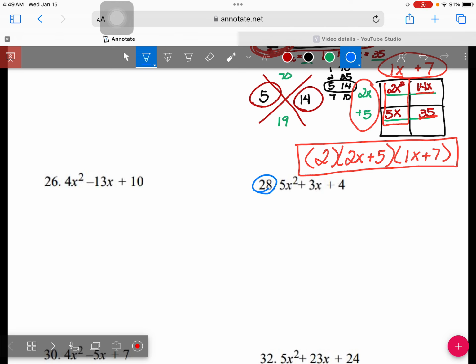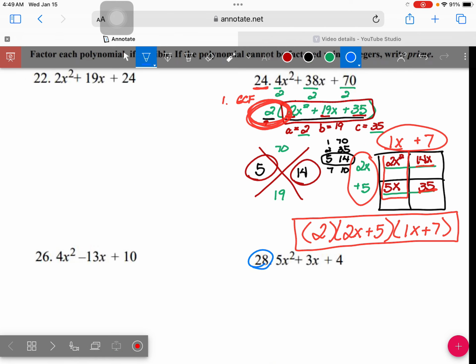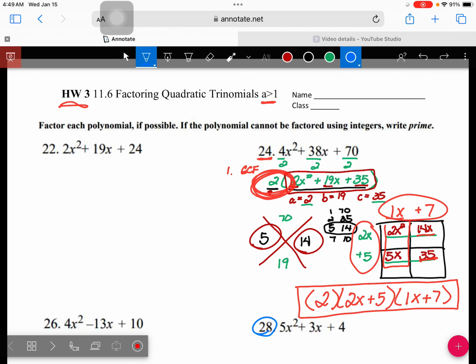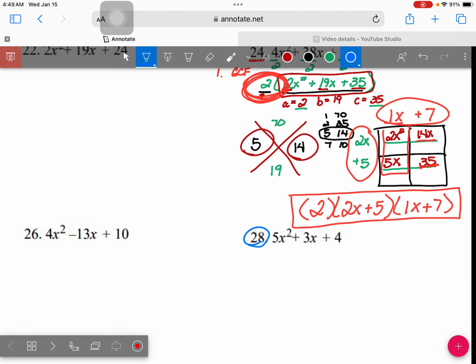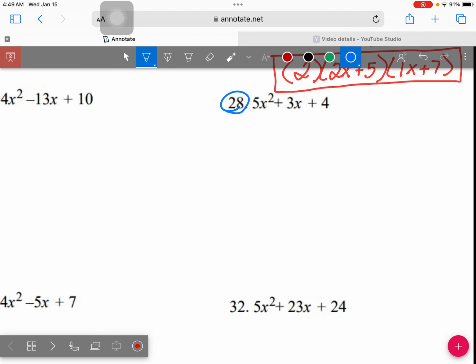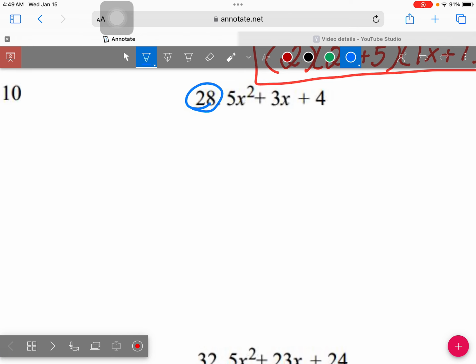So as we go through, remember, take a look at your directions. It says to factor the polynomial if possible. If it cannot be factored using integers, and that's the key word, integers, write prime. So problem 28. We go through our paces. We look first for a greatest common factor. I've got coefficients of 5, 3, and 4. No common factor there except for 1. And not all of them have an x.